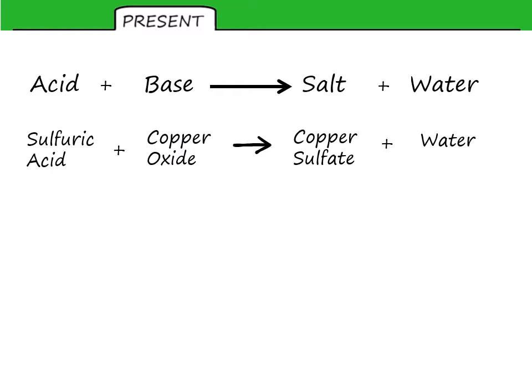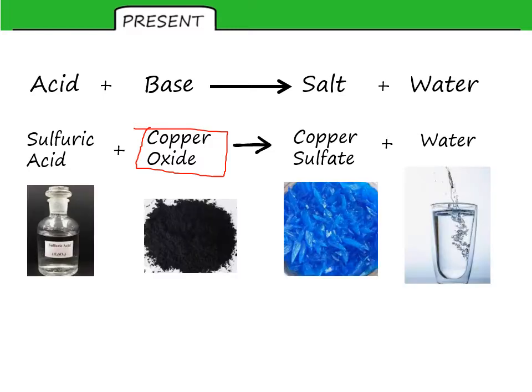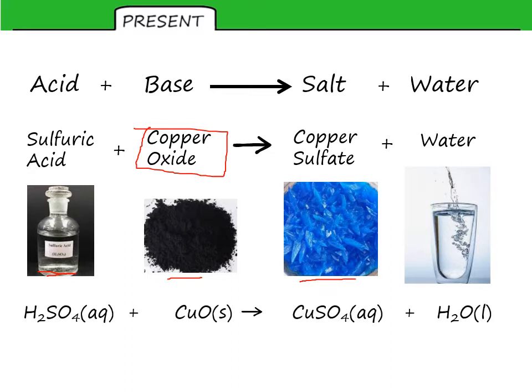So an example would be sulfuric acid plus copper oxide produces copper sulfate plus water. And here copper oxide is the base, so it's insoluble, so it's a base but it's not an alkali. Now this is an experiment that we looked at in C1, and you will have either seen or carried out yourself. So we have sulfuric acid, which is this colourless clear solution. Copper oxide is a black powder, and it produces copper sulfate, which are these lovely blue coloured crystals, and water. And I've included this symbol equation below for you.